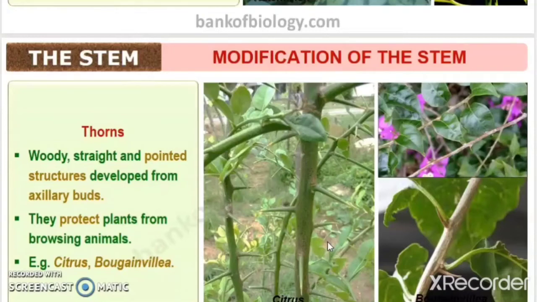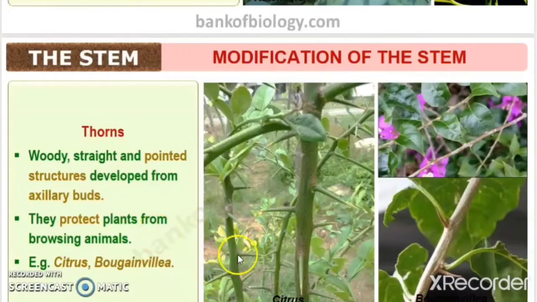So if you see the paper flower stem, you can find many thorns on its stem portion. They are all modified stems which protect the plants, right? You can see it here. So these are all thorns. They develop from the axillary buds. Okay, so this is about thorns.